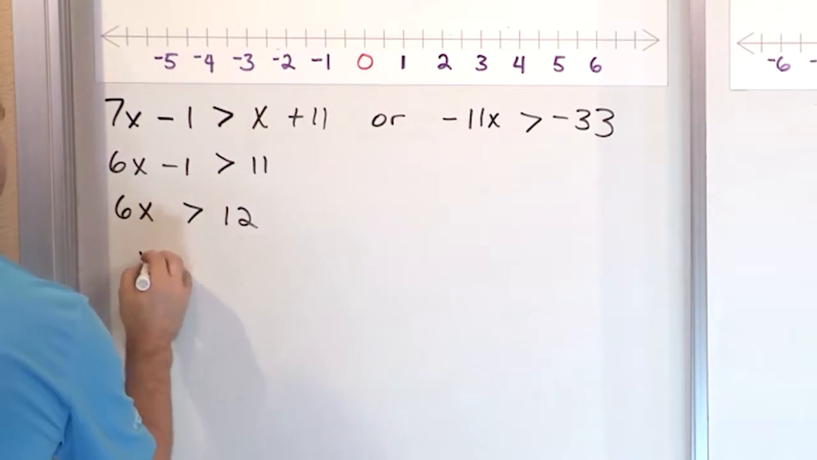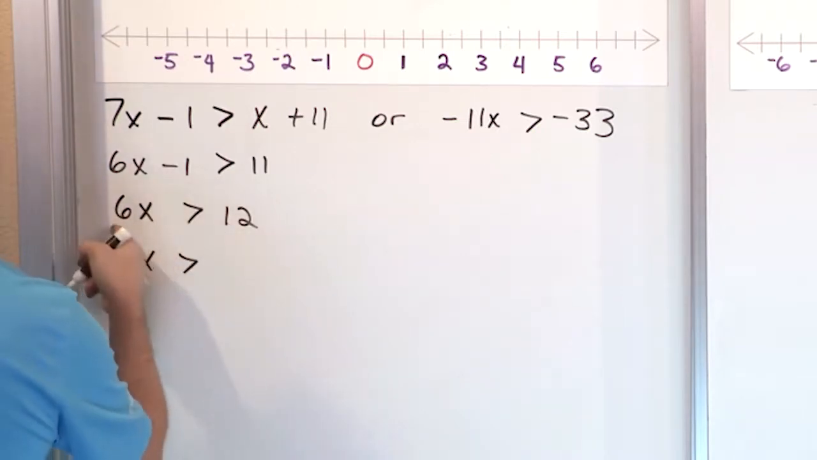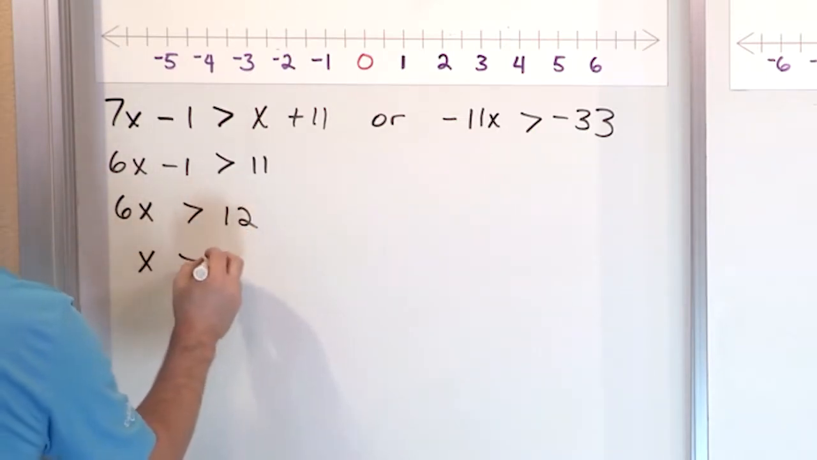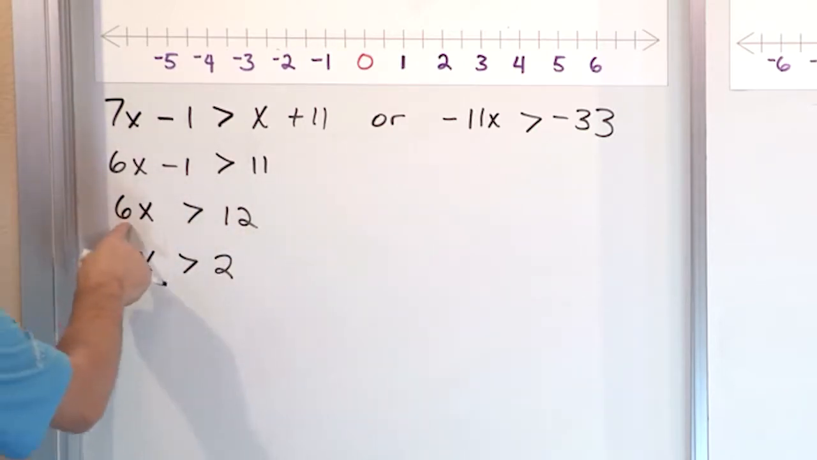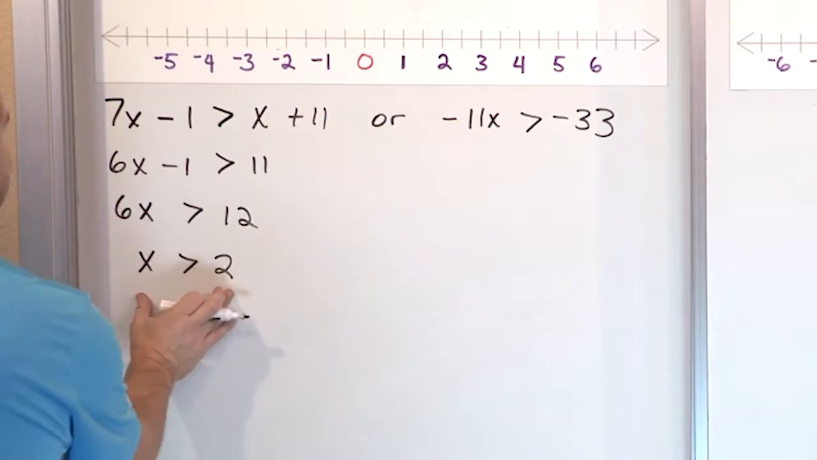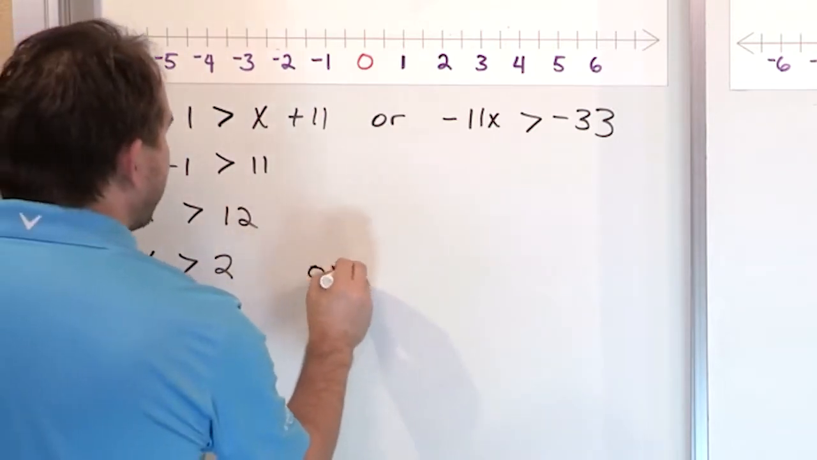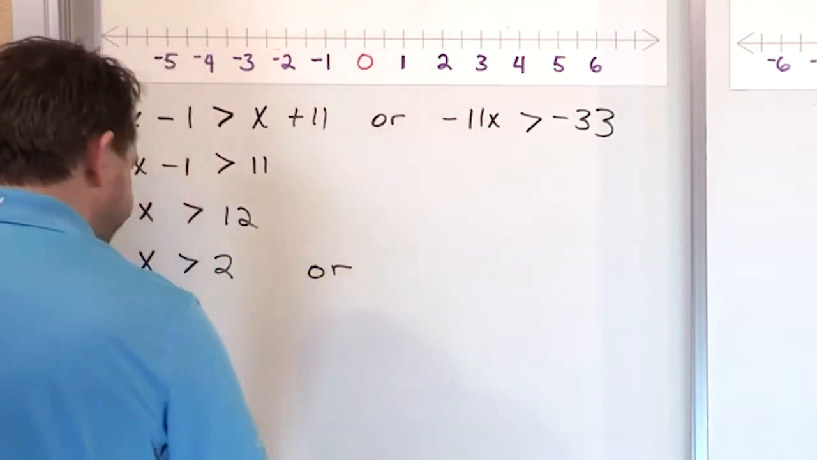And then finally, x is going to be greater than, what do you think? Divide both sides by 6, you're going to get a 2 on the right-hand side. You don't have to flip signs because you're dividing by a positive number. So this is half of the answer, but this is going to be ORed with whatever we get over here.